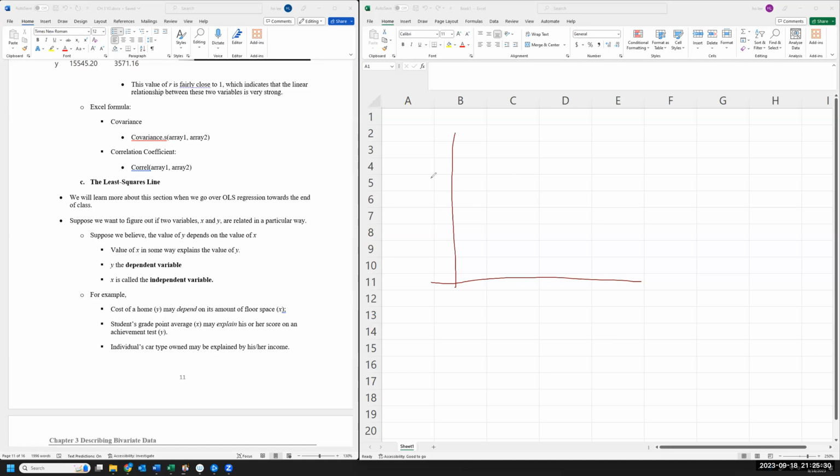We would plot this in a coordinate system, and we would measure one of the variables on the y-axis, another on the x-axis. Let's have this as wages, and this be years of experience on the job.